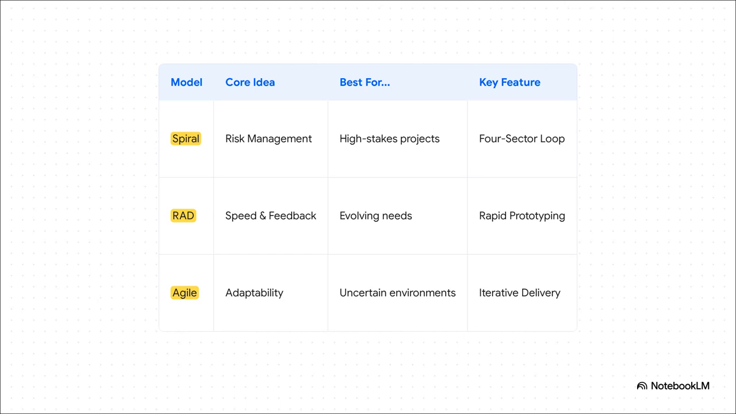If you're building something massive, expensive, and high stakes where failure is not an option, think NASA, you want the spiral model's intense focus on risk. If you need something built fast and you have a customer who can give you constant feedback, you want the speed of RAD. And if you're building something in a fast-moving, unpredictable market where you need to adapt on a dime, well, that is Agile's home turf.